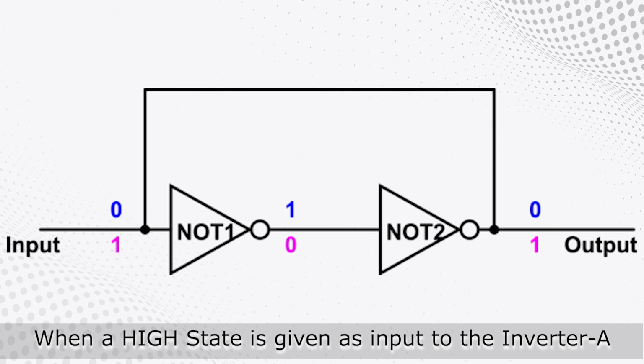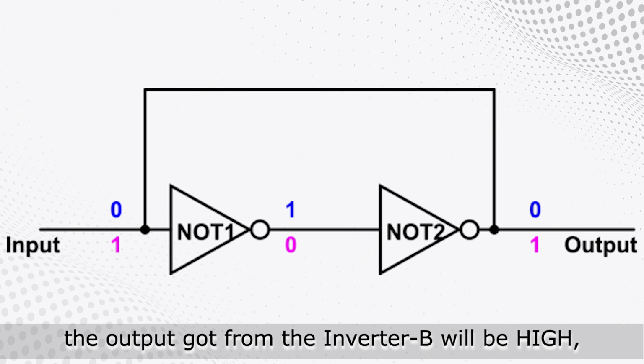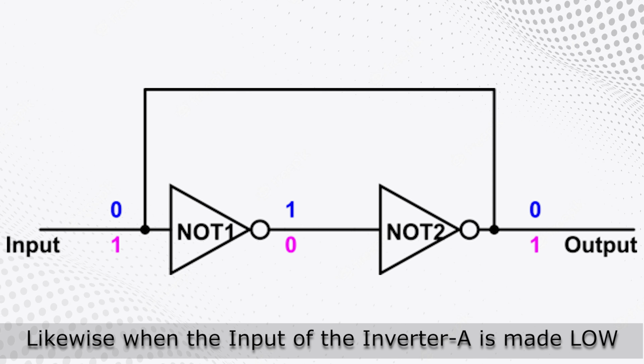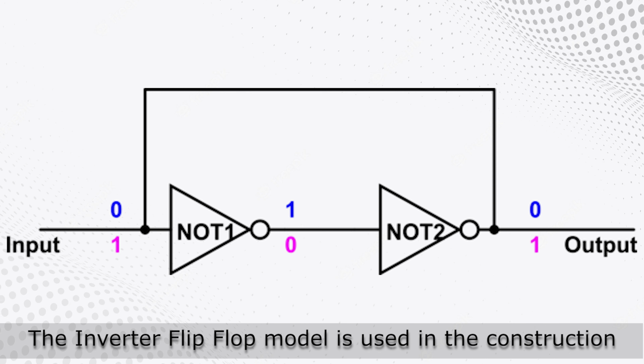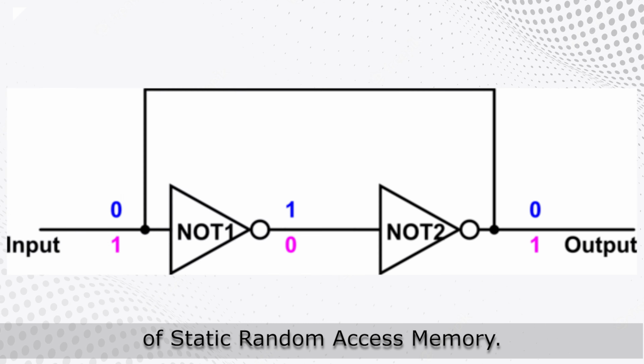When a high state is given as input to the inverter A, the output got from the inverter B will be high. Likewise, when the input of inverter A is made low, the output of the inverter B will also be low. The inverter flip-flop model is used in the construction of static random access memory.